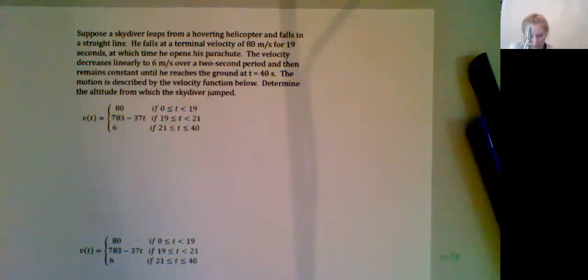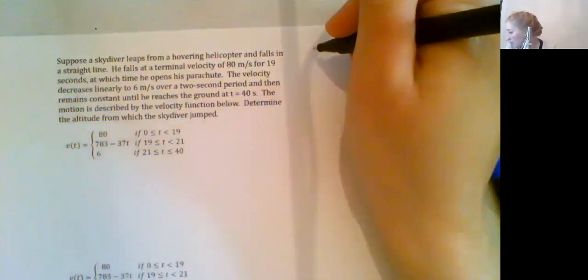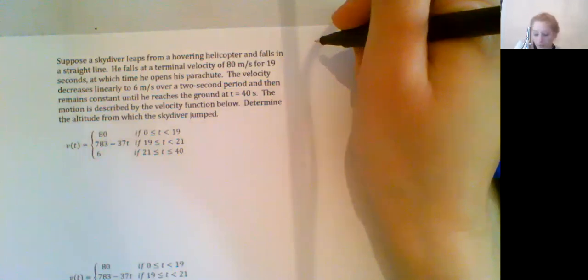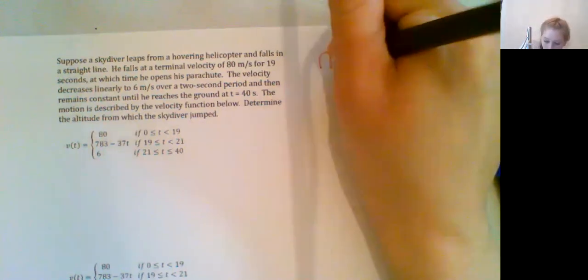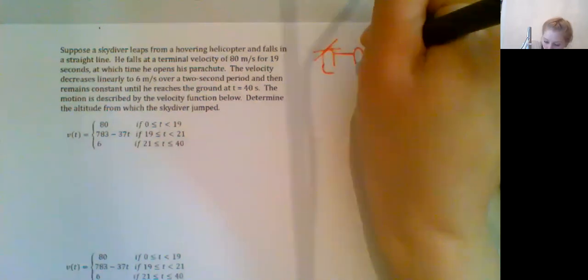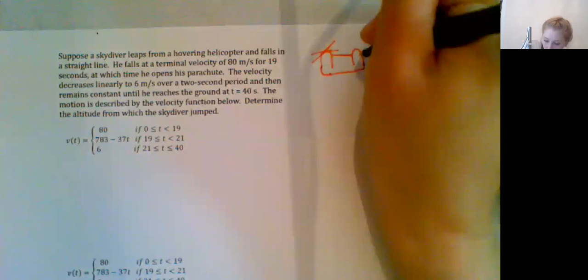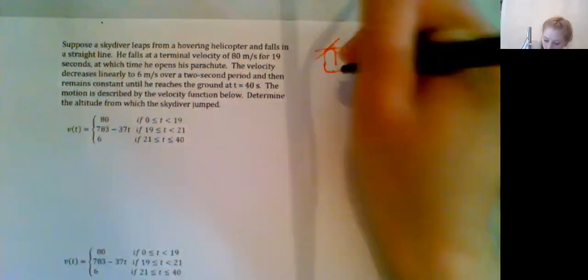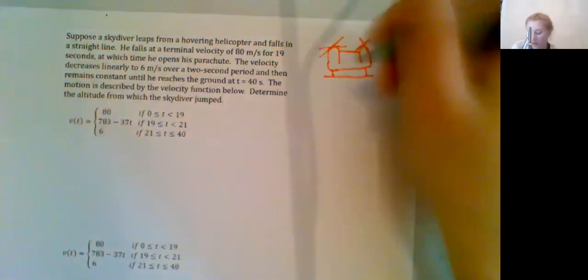Okay, so what the skydiver does. So we have a helicopter. See if I can draw it. Does that look like a helicopter? No, that does not look like a helicopter. Don't they have like, I don't know. This is like one of those military ones. I think my husband called it a Chinook or something. Okay, whatever. That's probably not one that they jump out of.